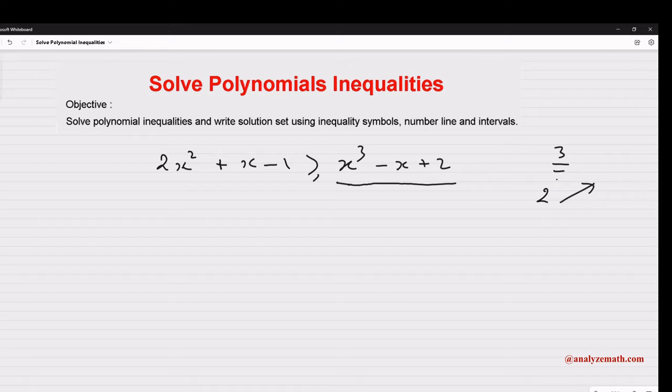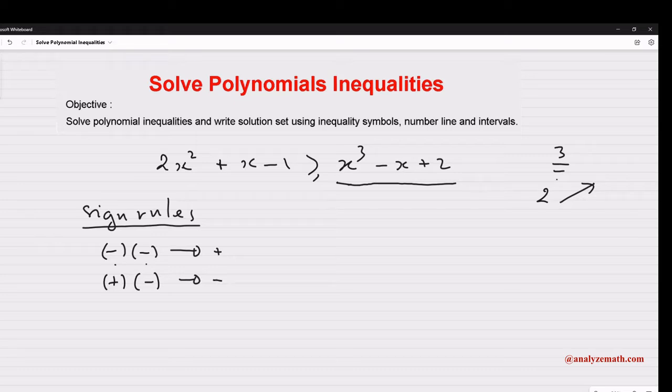Now, the idea in solving polynomial inequalities is to use the sign rules. Let's review them here. If you multiply a negative number by a negative number, that's going to give you a positive number. Here we say number, but it can be an algebraic expression. If you multiply a positive by a negative, that will give you a negative. Positive by positive gives you positive, and negative by positive gives you a negative.